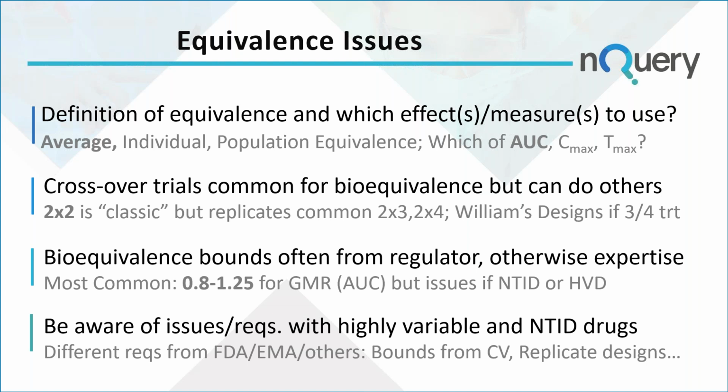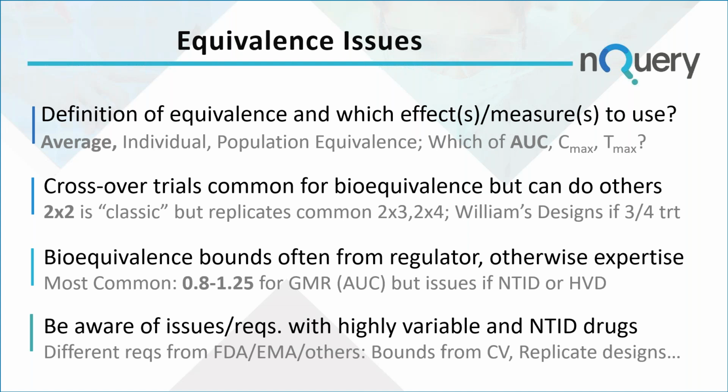And just to note that the HVDs or highly variable drugs and NTIDs have different requirements from a regulatory perspective in terms of what type of designs are preferred and what type of equivalence bounds are used. And the FDA and EMA have different perspectives on this, so it's very confusing. But if you're interested, there are references, and I'm happy to talk about that as well.